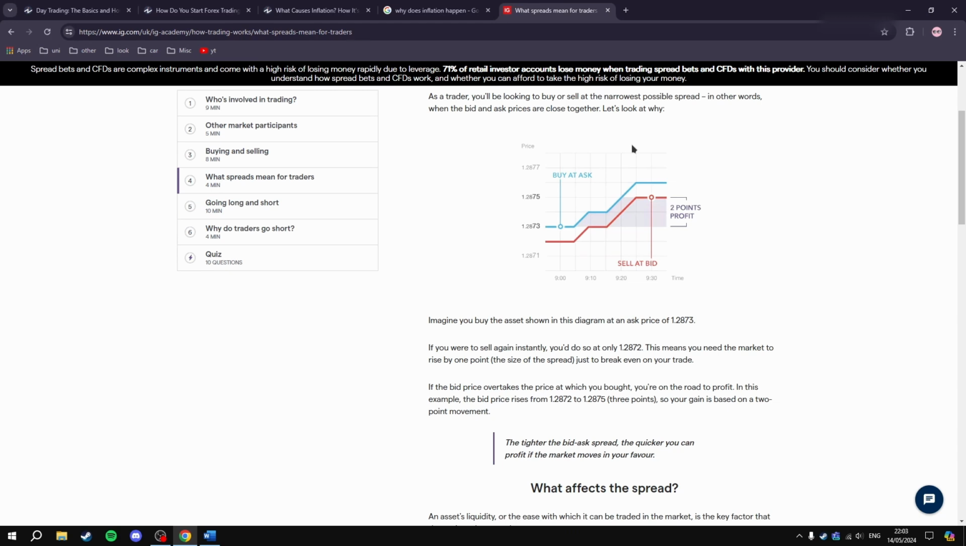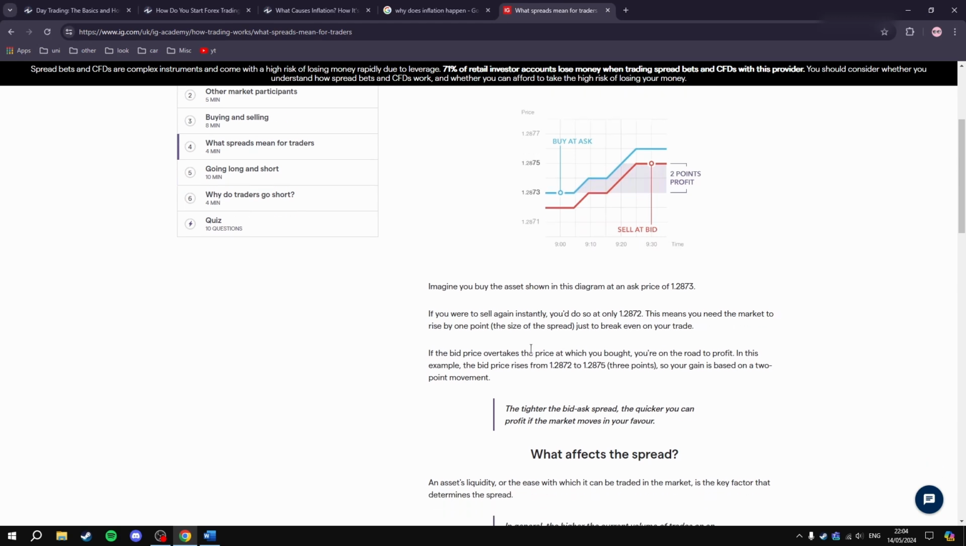Imagine you buy the asset shown in this diagram at an ask price of 1.2873. If you were to sell again instantly, you could only do so at 1.2872. This means you need the market to rise by 1 point, the size of the spread, just to break even on the trade. If the bid price overtakes the price at which you bought, you are on the road to profit. In this example, the bid price rises from 1.2872 to 1.2875, 3 points. So your gain is based on a 2-point movement.